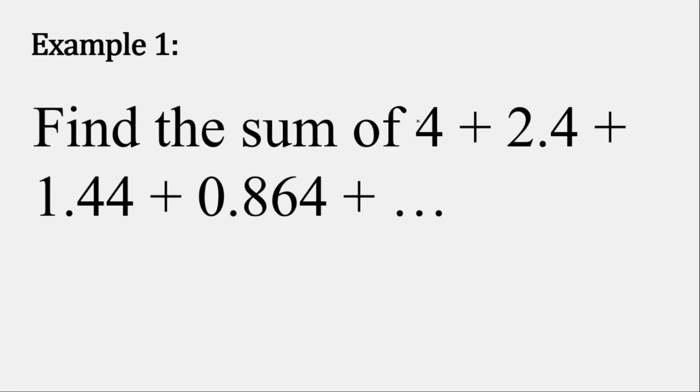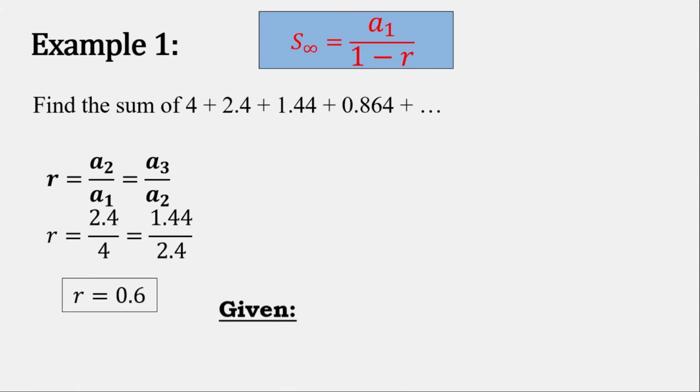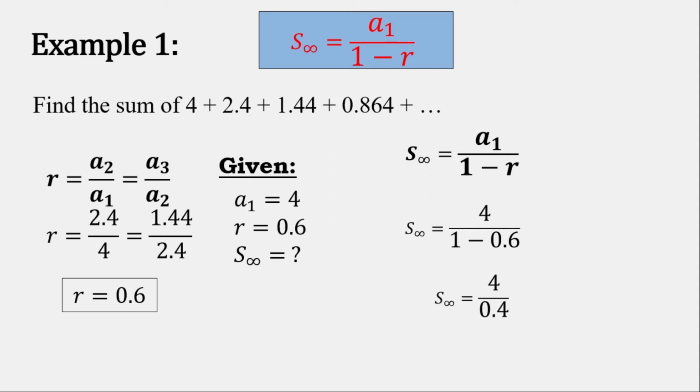Example number 1. Find the sum of 4 plus 2.4 plus 1.44 plus 0.864 plus so on to infinity. We can first solve for the common ratio, which is 0.6, and our a sub 1 is 4. Then all we have to do is use this formula and substitute the values. 1 minus 0.6 is 0.4. If you divide 4 by 0.4, you get the sum of 10.